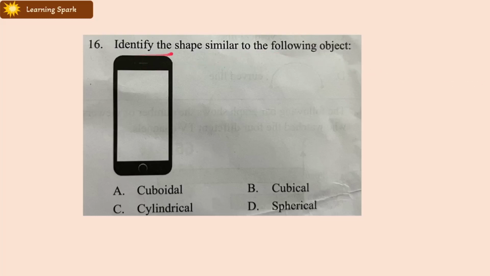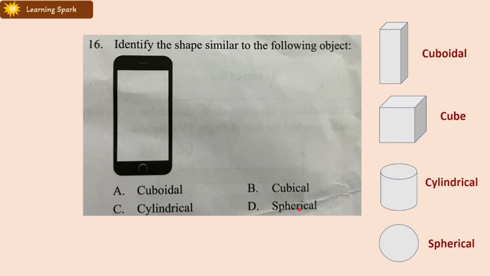It says identify the shape similar to the following object, and then it gives a photo of a mobile phone, and it gives 4 options here. So let's check out the shapes of the following options. Cuboidal is this shape. It's a 3D shape where the height, length, breadth are different, right? They are not equal. Cube is similar, but here the height, length, breadth are all equal.